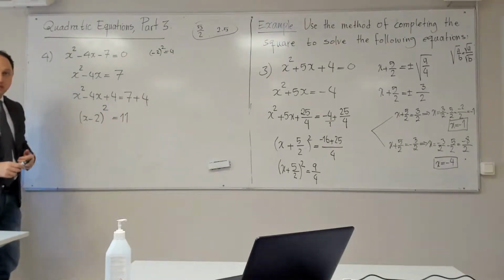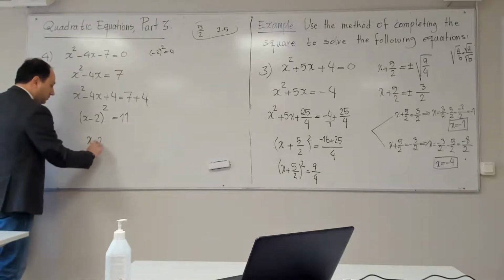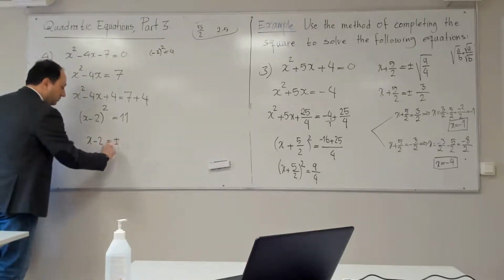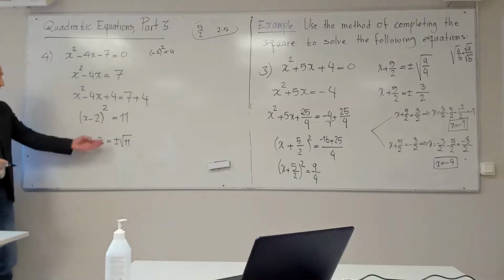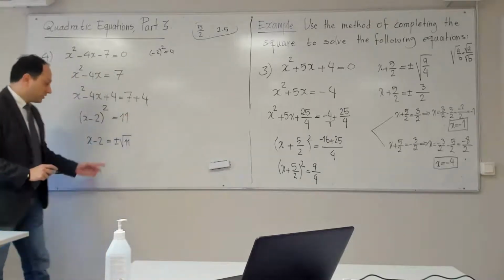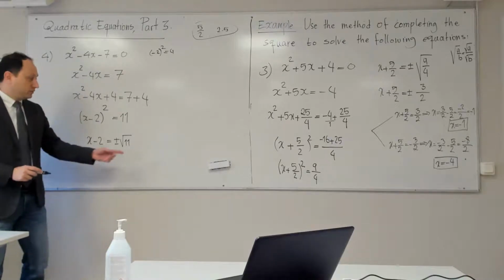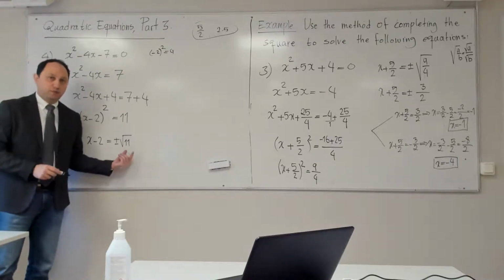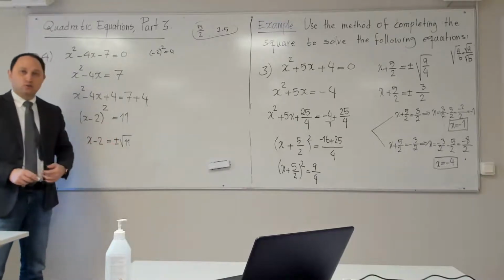And now I have to take square roots from both sides, yes? So it becomes x minus 2 is equal to plus and minus square root of 11. Okay? This is a little bit different from the problems that I have presented so far. Square root of 11 is an irrational number, so you are not allowed to put it in the calculator and put an approximate value there. You have to keep and work with the square root of 11, okay?